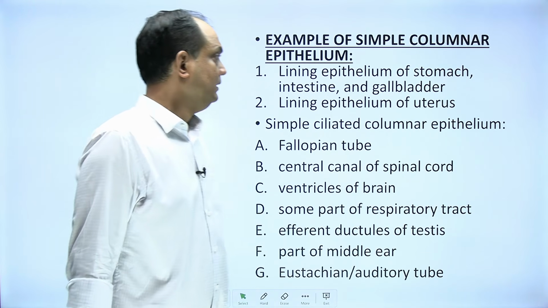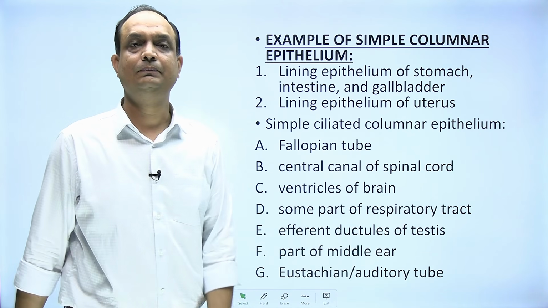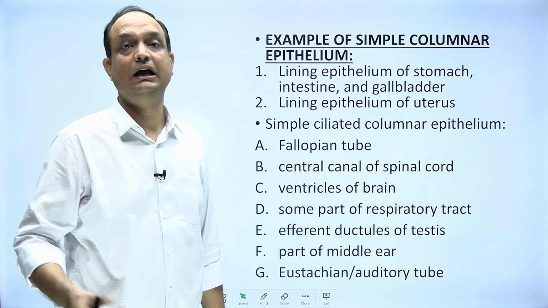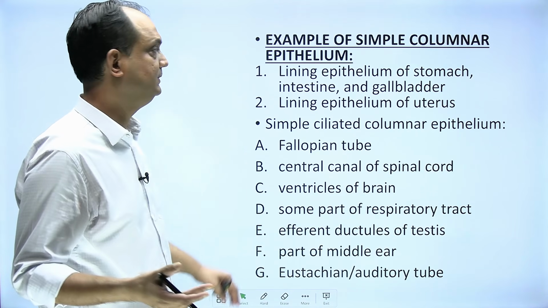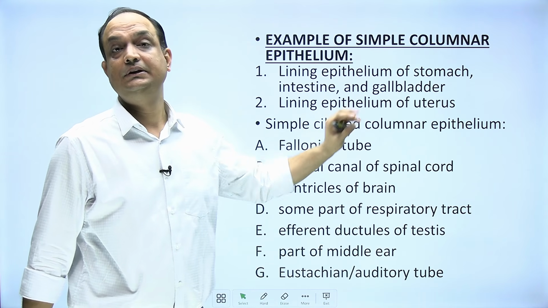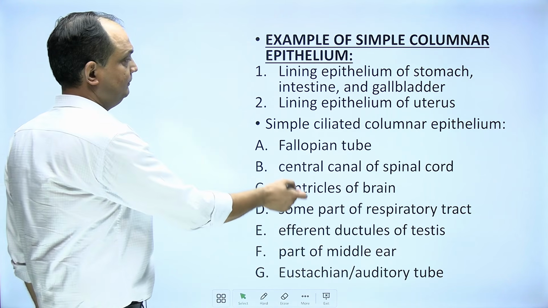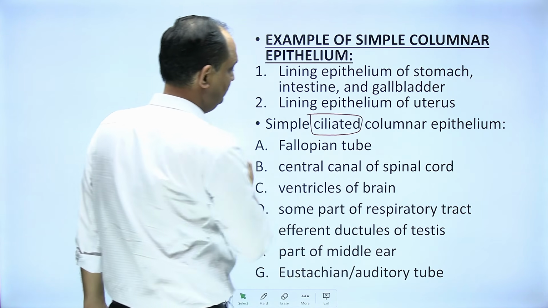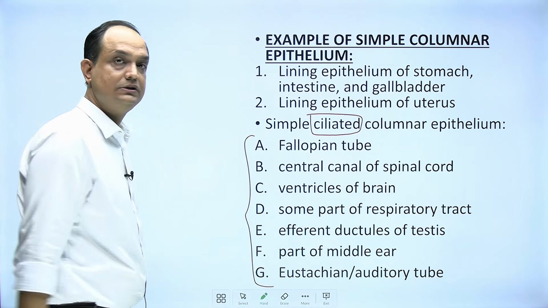Clear? Then you will have a list of the examples of simple columnar epithelium like you will have in the gallbladder, you will have in the stomach, you will have in the intestine. Then you will have the lining epithelium of the uterus. Here, if sometimes you have the ciliated simple columnar, then there is a long list again.